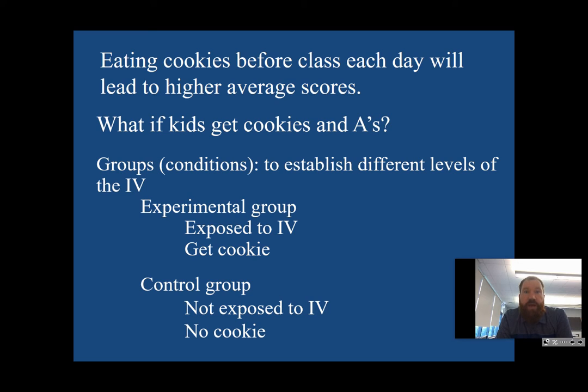This way, we can accurately measure if there's a difference between those students who received a cookie and got an A and those students who didn't receive a cookie and didn't get an A, right? If the thing that is different between the two groups is whether or not they got the cookie, then we can reasonably say that the cookie is what caused the change, right? The oatmeal raisin cookie caused the change in the scores.